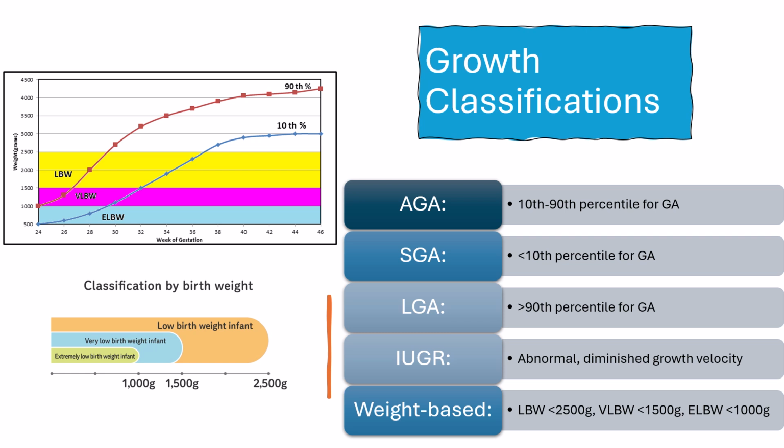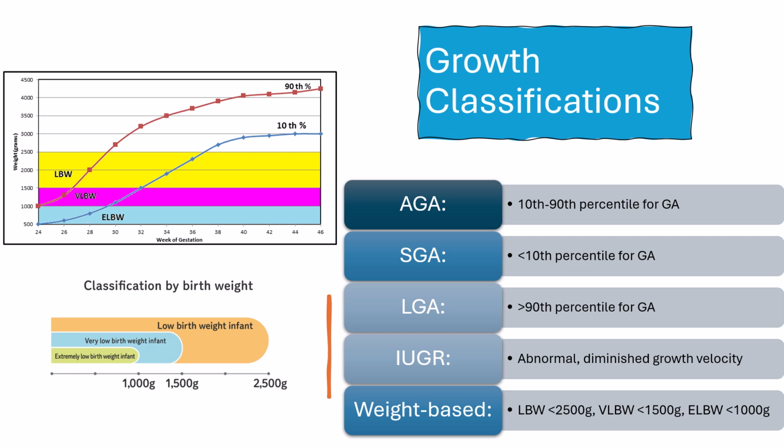Growth classifications are frequently tested on the exam. Appropriate for gestational age, AGA, means measurements fall between the 10th and 90th percentile for that GA. Small for gestational age, SGA, means below the 10th percentile. Large for gestational age, LGA, means above the 90th percentile.